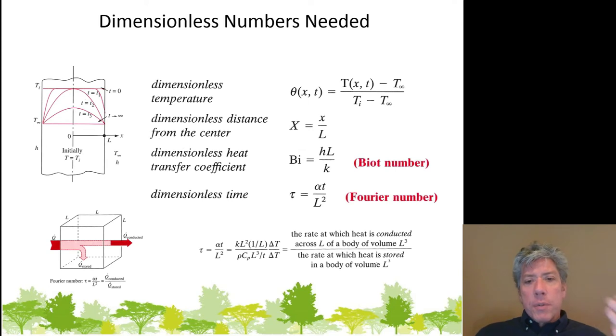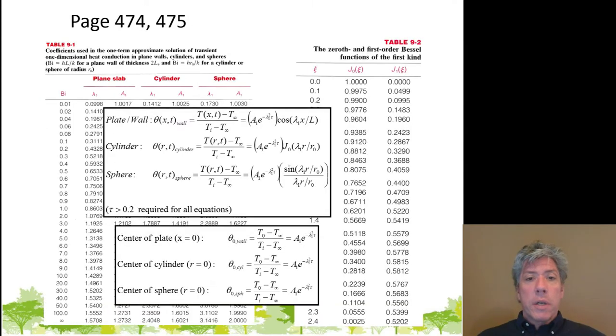Now remember that the thermal diffusivity has to do with the ratio of heat conducted through the body to heat stored. The Fourier number is like that. It's really the rate at which heat is conducted across the body divided by the rate at which it is stored. All we've done is thrown time and a length in there. So don't worry about the minor differences between the Fourier number and the thermal diffusivity. All we're really doing is taking the thermal diffusivity and making it include time and making it dimensionless so that it will work in all of our equations.